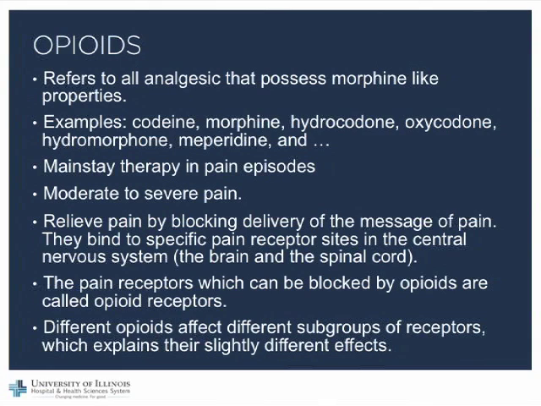The pain receptors which are blocked by opiates are called opiate receptors, and there are different types. There's mu, kappa, delta. Mu is the main one. And the different opiates affect different subgroups of these receptors, which explains their slightly different effects with different patients.